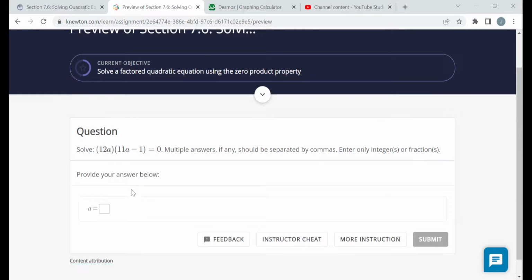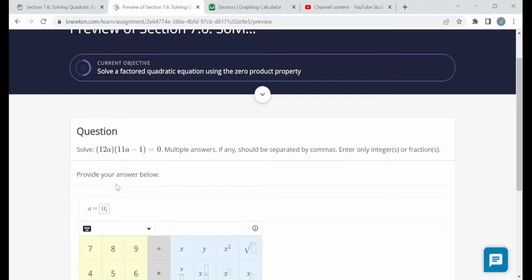Alright, so this one is already factored. I've already done 2 of these. You've got a product equal to 0 already. So either the first factor, 12a equals 0, meaning a equals 0. Just divide both sides by 12. So 0 is a solution. Or the other factor, 11a minus 1, would be equal to 0. In that case, you would add 1, divide by 11. a would be positive 1/11, the other solution.